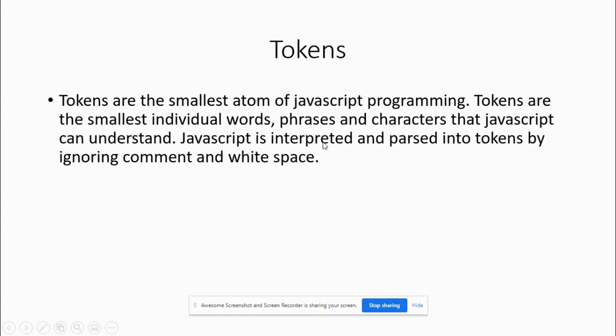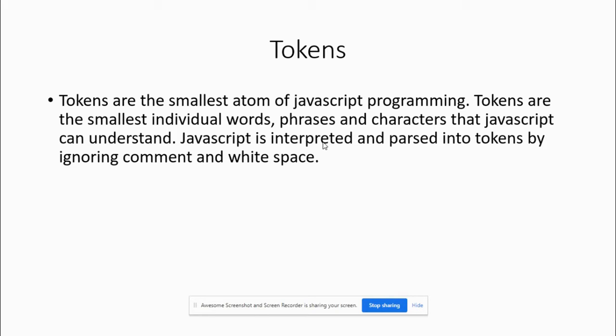The next topic is tokens. What is a token? Tokens are the smallest atoms of JavaScript programming. Tokens are the smallest individual words, phrases and characters that JavaScript can understand. JavaScript is an interpreted language. We all know that JavaScript is an interpreted language and TypeScript is a compiled type language.